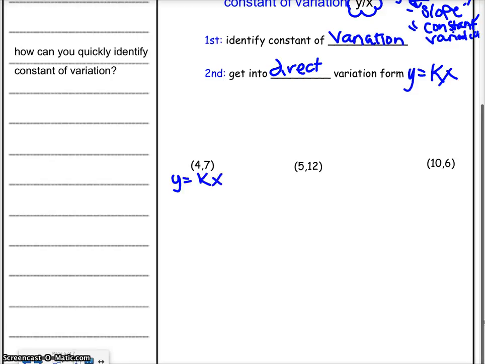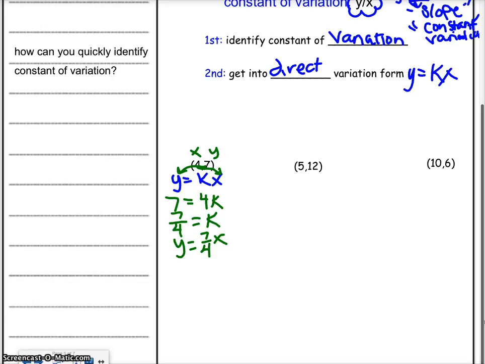Y equals something times x. Do you agree that's the equation? Okay? That's my x. That's my y. X goes here. Y goes there. 7 equals 4k. I did that because I wanted the number first. Solve for k. 7 over 4 equals k. Get back into this form. Y equals 7 over 4x. I'm not a big fan of that. It's how I used to always teach it.